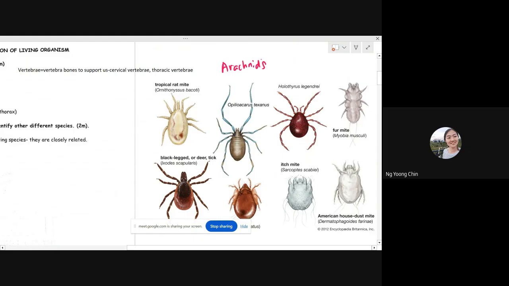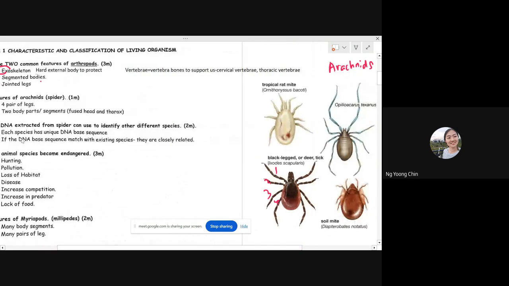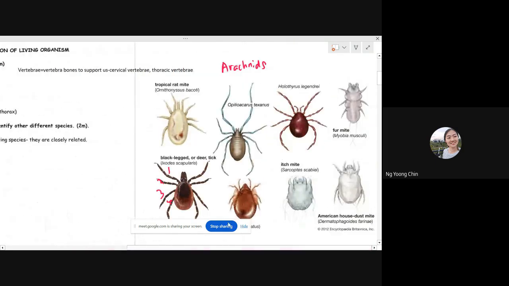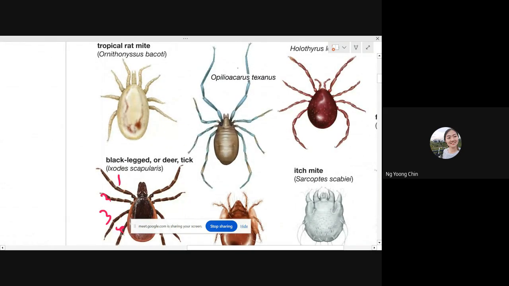You can see all of them, they have 4 pairs of legs. 1, 2, 3, 4. So in total, they have 8 legs. Other than that, they also have 2 body parts. I mean, in the spider family, they have 2 body parts, right?